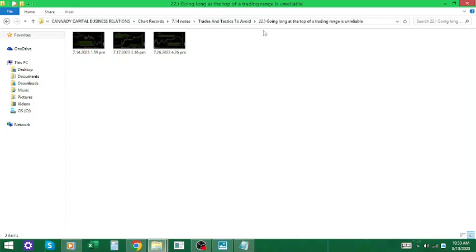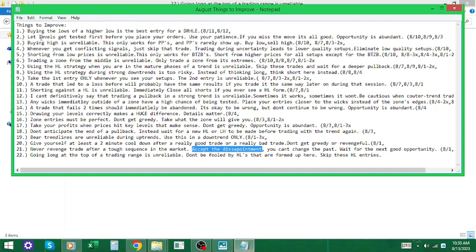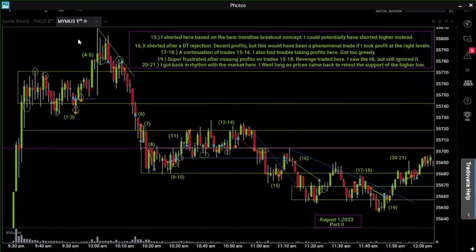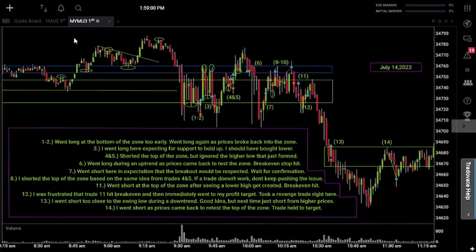So last but most definitely not least, rule number 22: going long at the top of a trading range is unreliable. This kind of ties into rule number 3, where buying high is unreliable. So trade number 22 follows the same thing, but in this situation we talk about zones and trading ranges, because if you don't want to go long at the highest prices during an upswing when the market is trending, I promise you definitely don't want to go long during a range bound market where we're coming up to the top of the range.